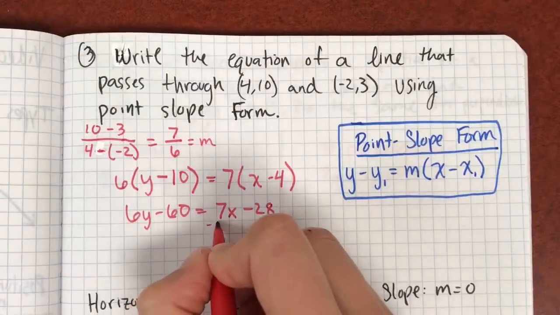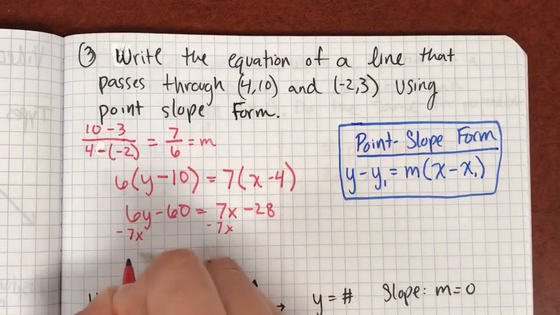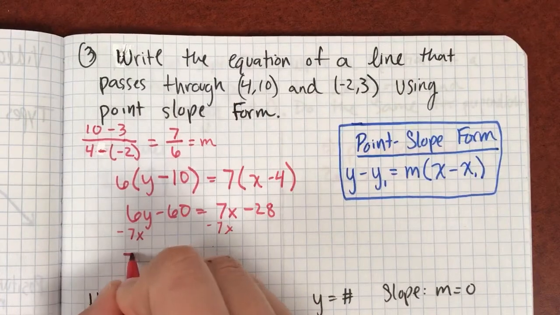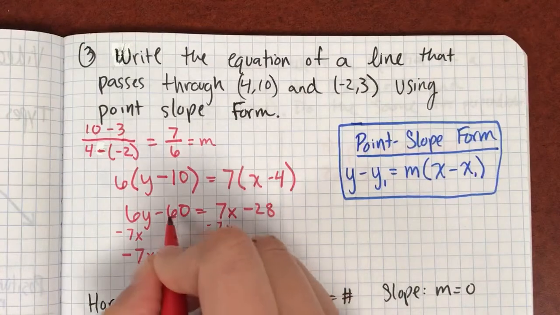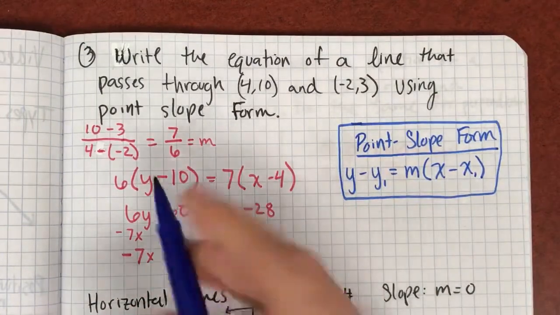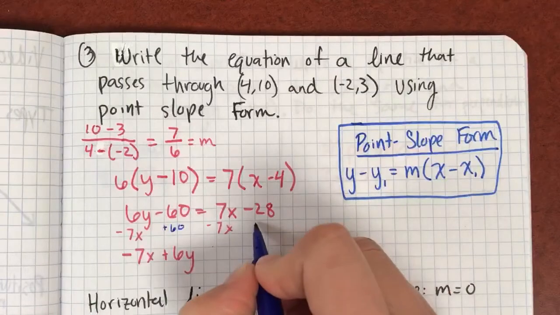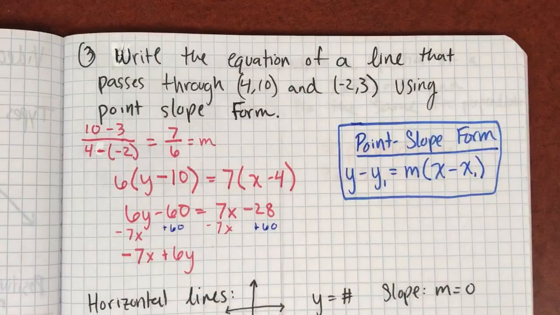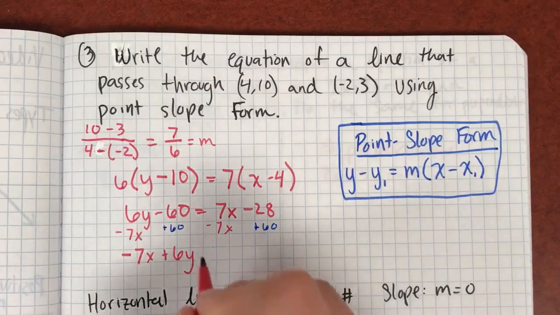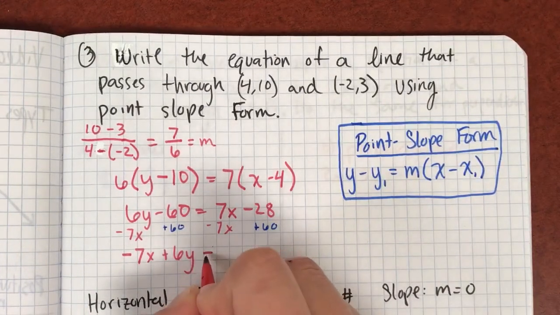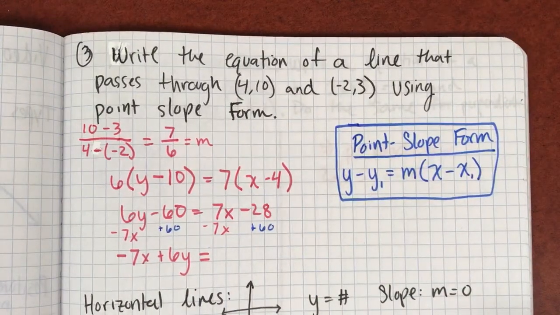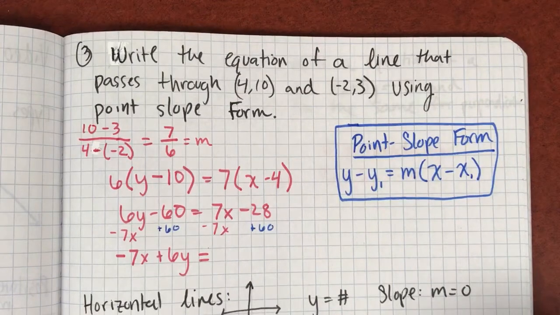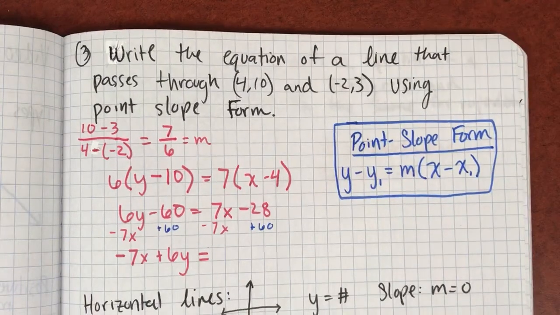So I'm going to subtract my 7x on both sides, and I'd have negative 7x plus 6y. And in the same step, let's add our 60 over. And that would equal, so we'd take our negative 28 plus 60, and so then that's going to equal 32.